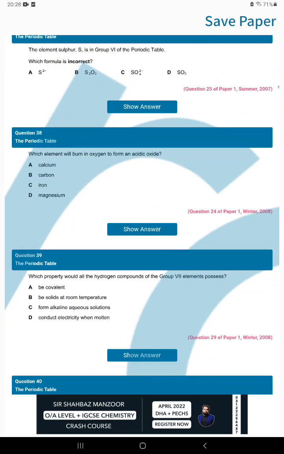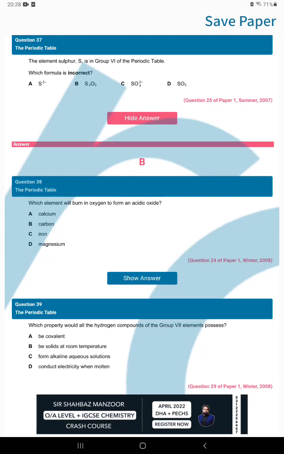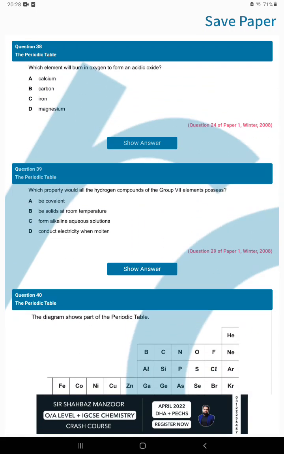The element sulfur is in group 6 of the periodic table. Which formula is incorrect? S2-, S2O3, I think it's B. Yes, it's B, S2O3. Which element will burn in oxygen to form an acidic oxide? Calcium, carbon, iron, magnesium. B. Carbon.